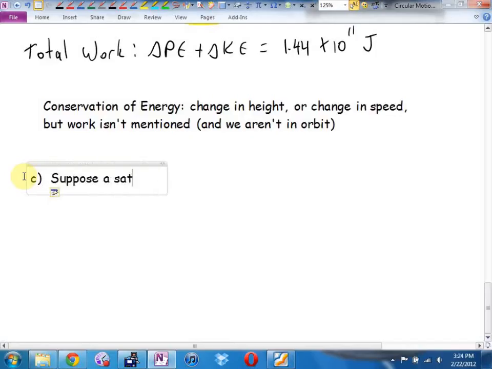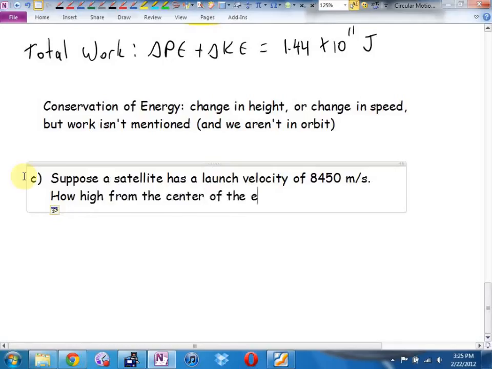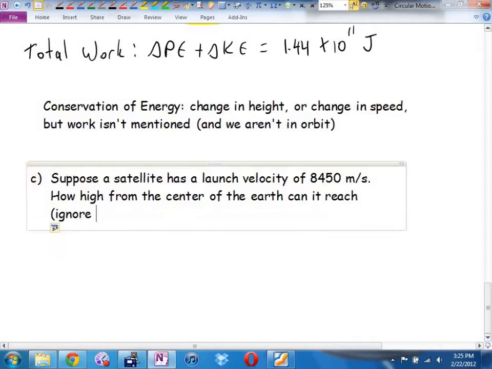Suppose a satellite has a launch velocity of 8450 meters per second. How high from the center of the Earth can it reach? Ignore air resistance. So now I'm giving you its launch speed. Boom. How high can it get?